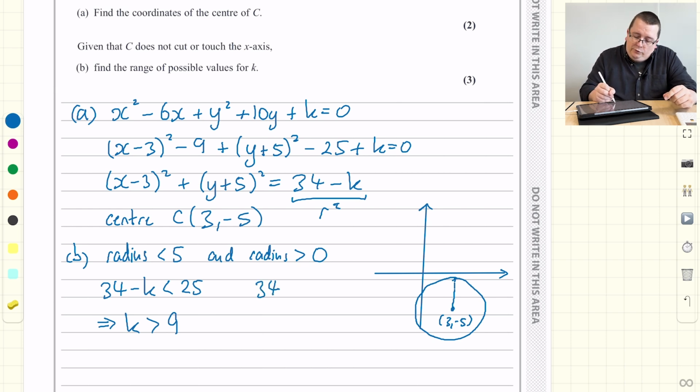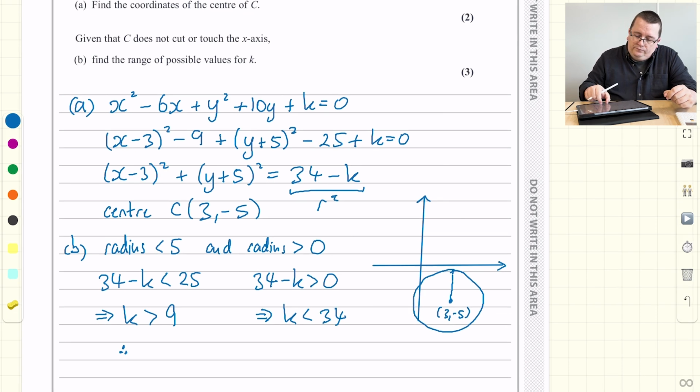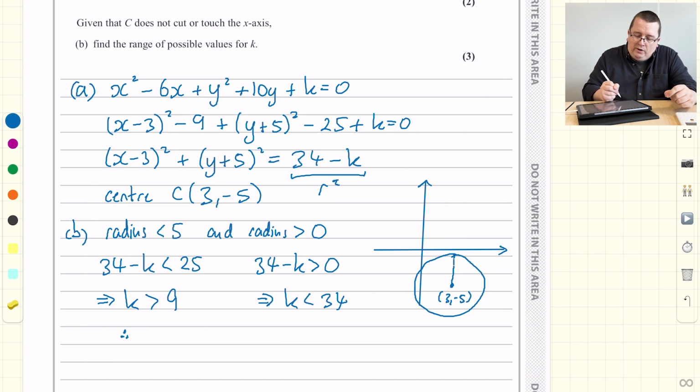And the 34 take away k is also got to be positive, so greater than 0 squared. So that means that k must be less than 34. So therefore, combining those two inequalities, we must have that k is greater than 9 but less than 34.